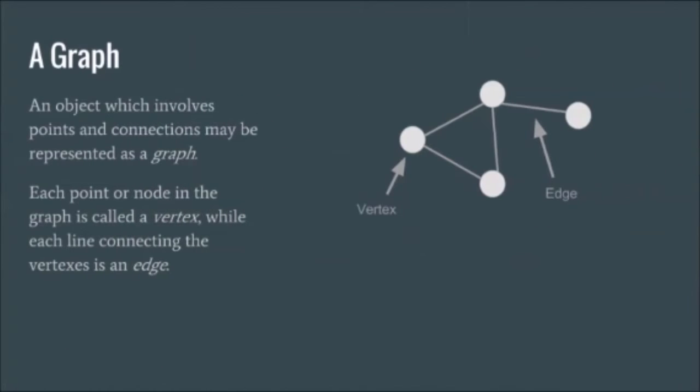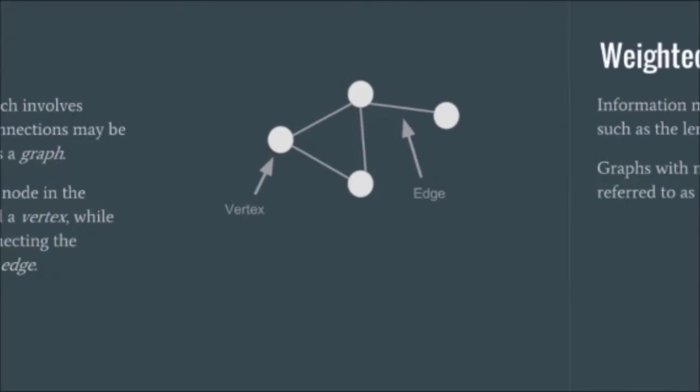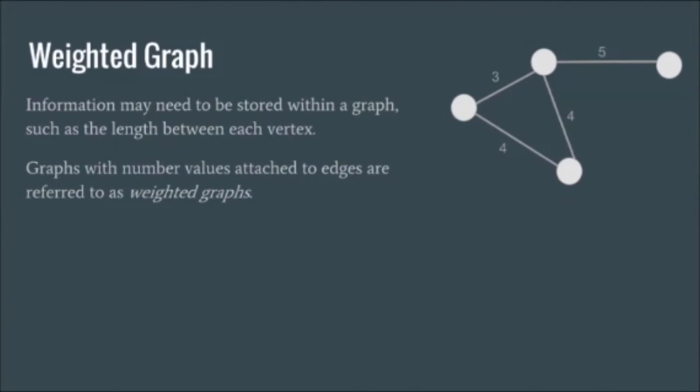A basic graph consists of two features. Each point or node on the graph is called a vertex, and each line connecting vertices is called an edge. A weighted graph is a graph that has numbers attached to edges. These numbers can be used to store real-world information, such as distances.